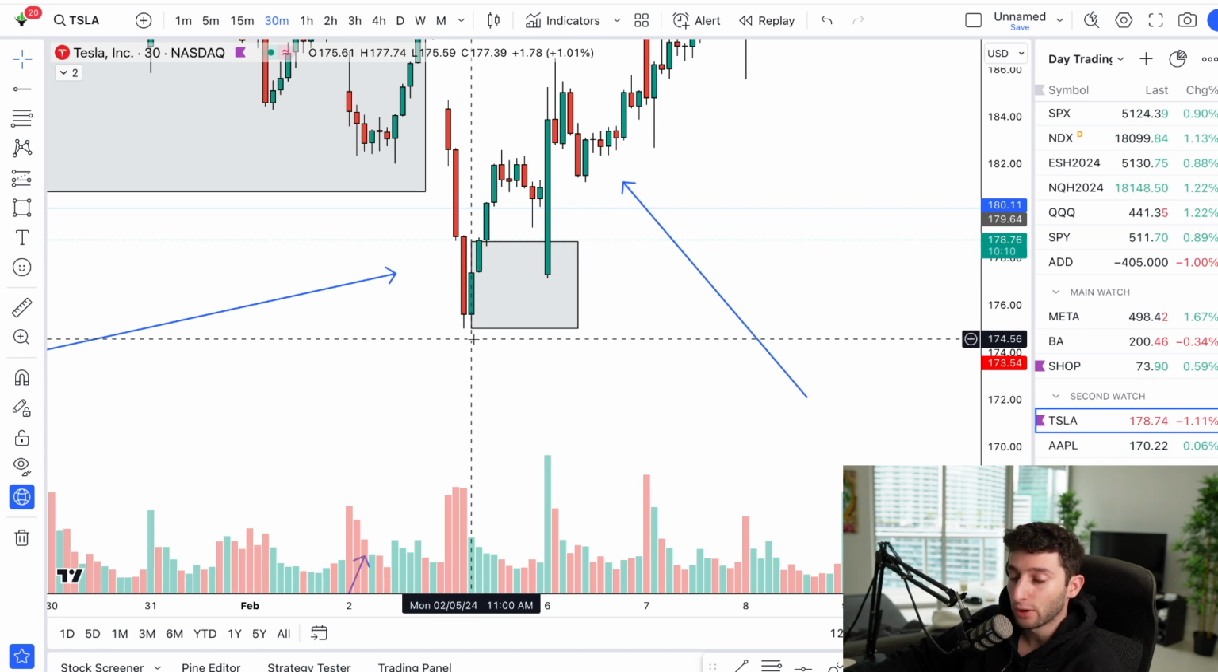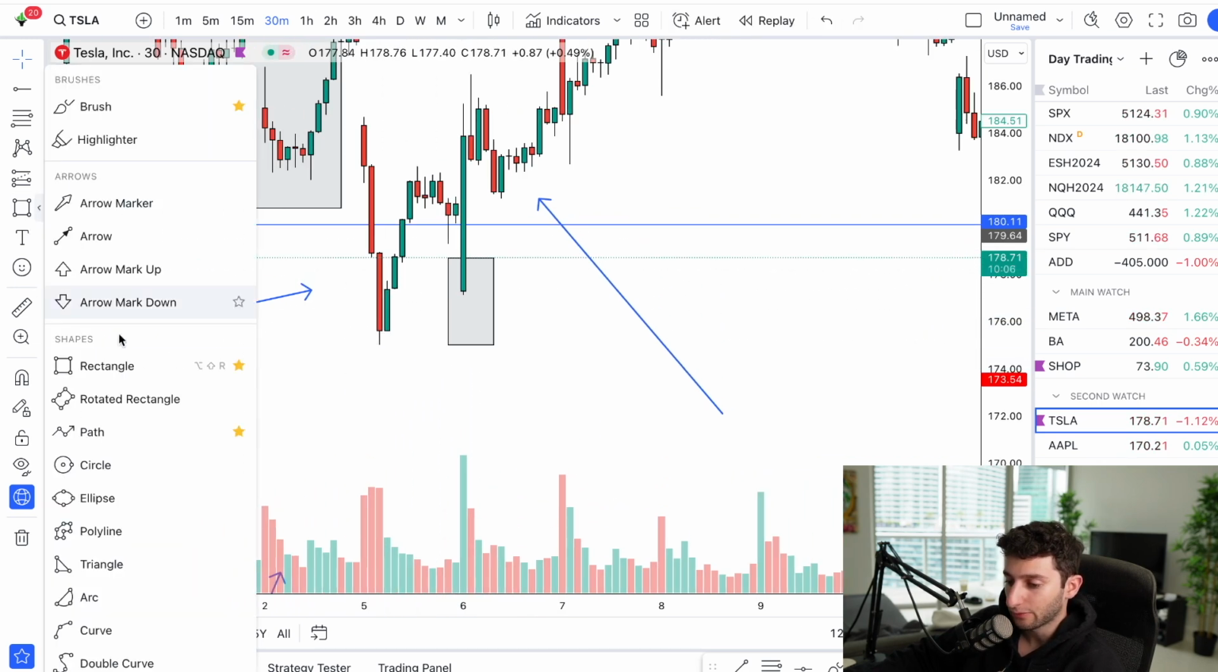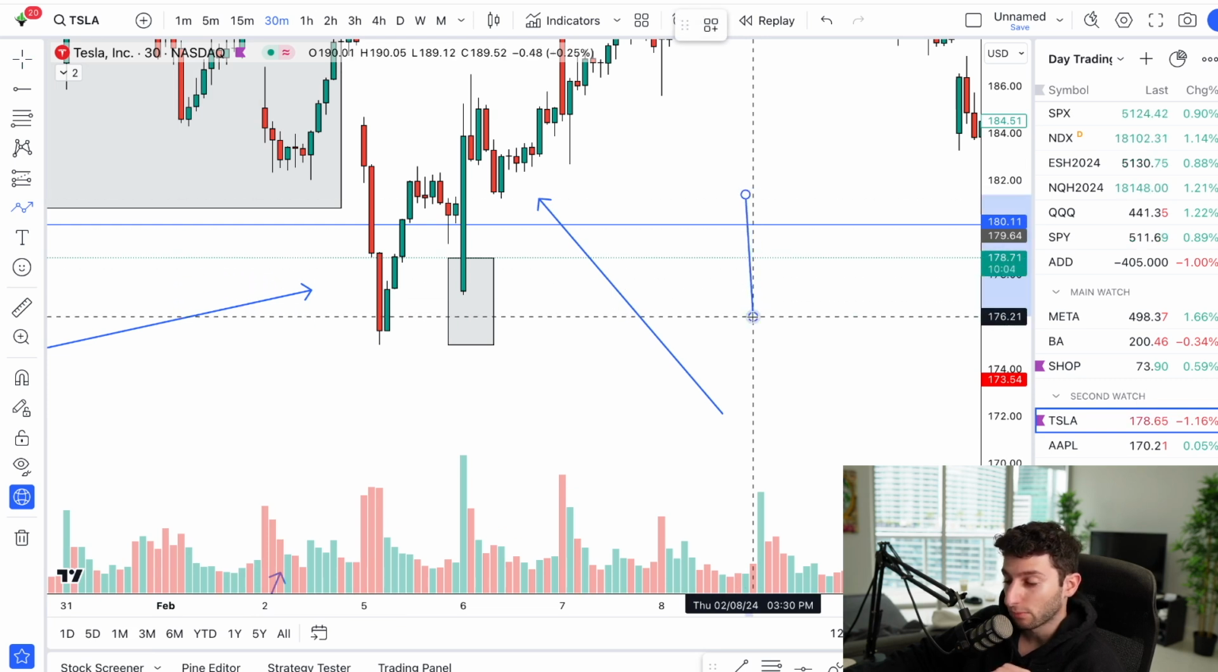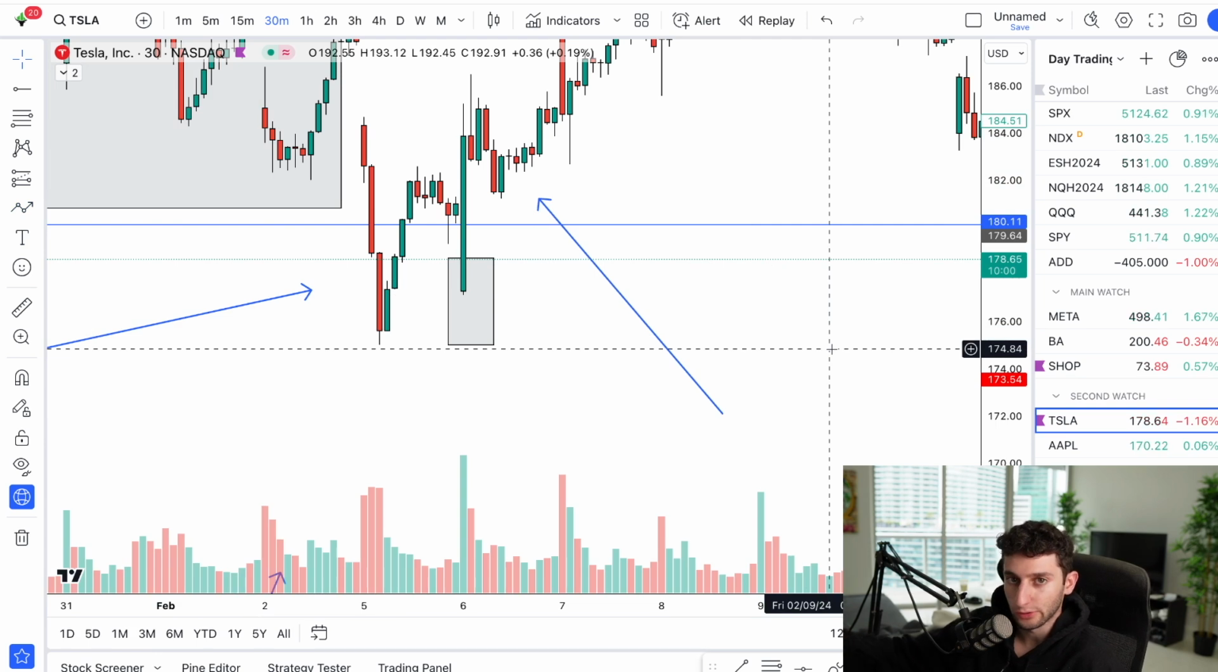Because think about it, our stop loss for the long calls is going to be right below this low. After the stop hunt happens, price should continue moving up. We shouldn't see price go ahead and break that low again. That's where we use our stop loss.